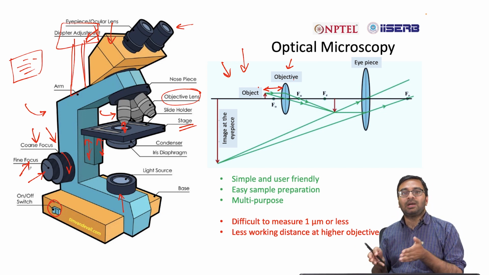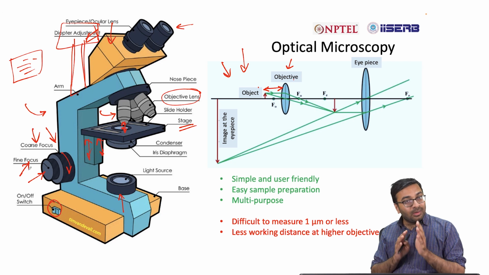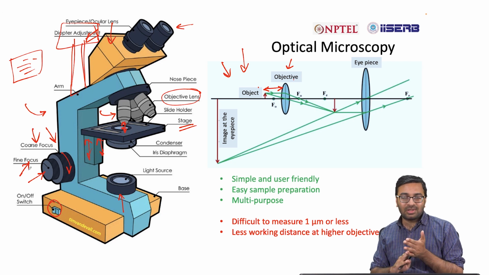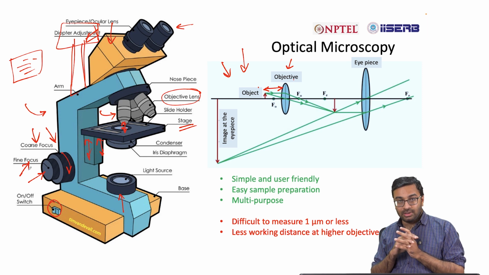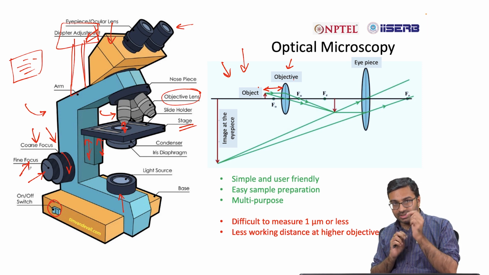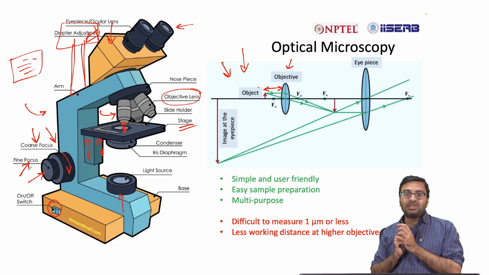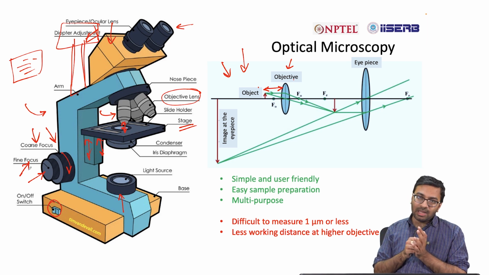If the pattern dimension is very small, the optical microscope is not the best thing to use, because an optical microscope has a limitation as far as the feature size is concerned. If the feature size is less than 1 micrometer, it's very difficult to work with an optical microscope.